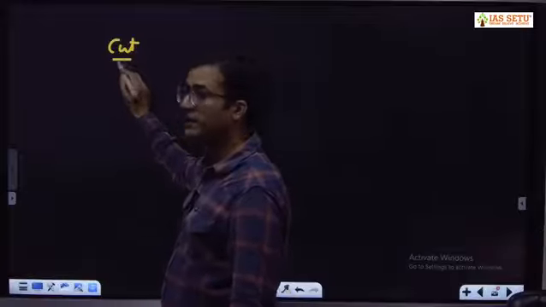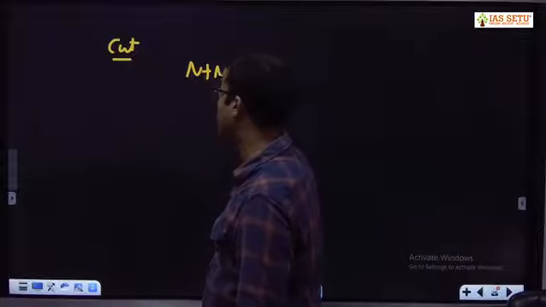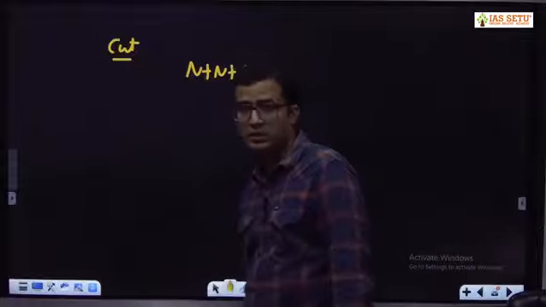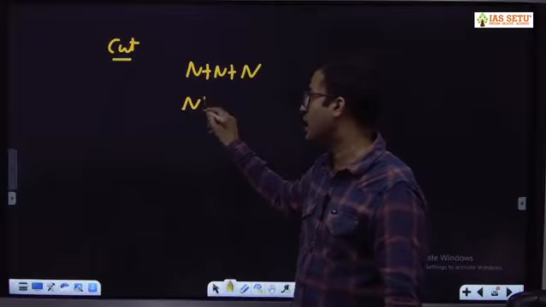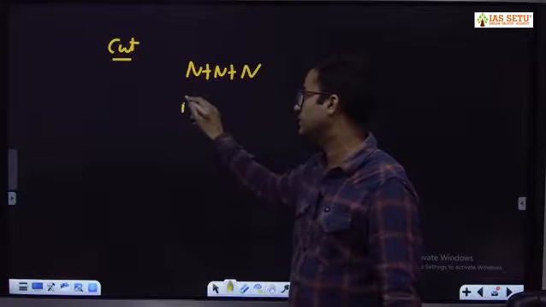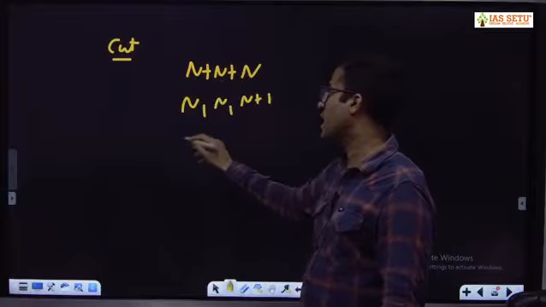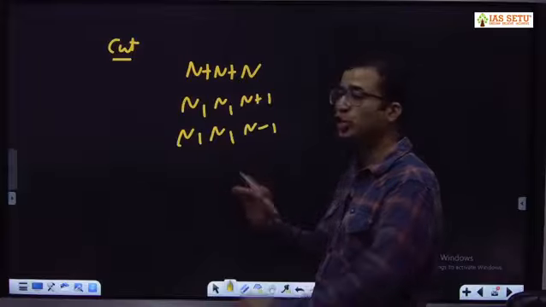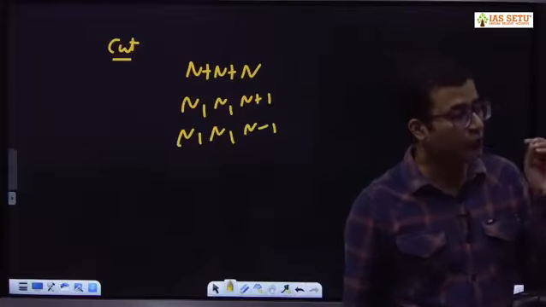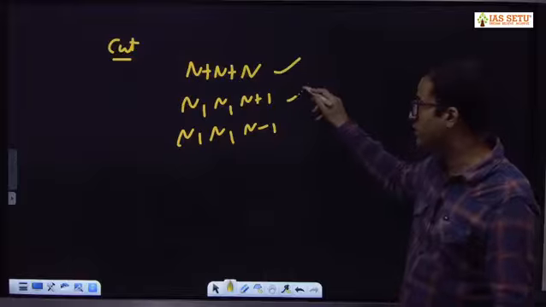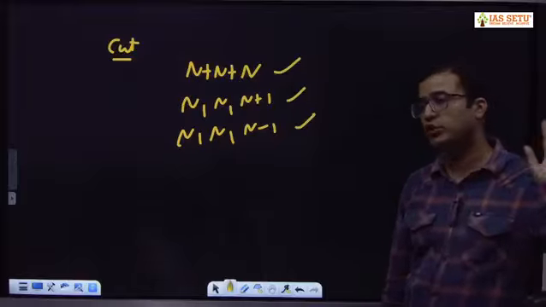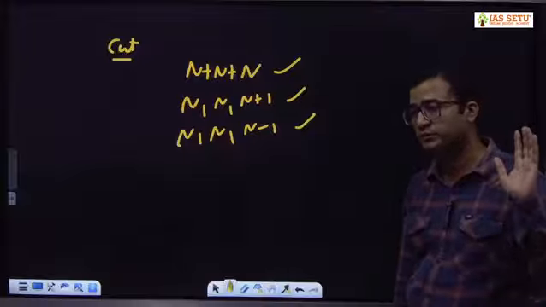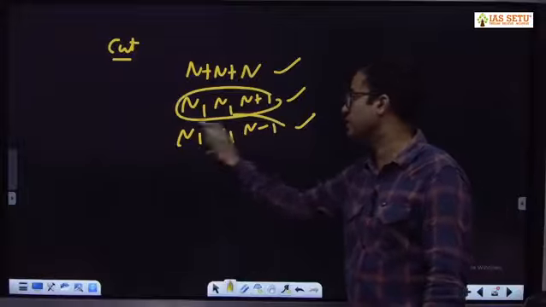So the idea is, if your number of cuts is a multiple of 3, it is n plus n plus n. If your number of cuts is not a multiple of 3, then there are two options: either n, n, n plus 1, or n, n, n minus 1. No other option. If your distribution is in this form, it is perfect. If you are using any other distribution, it is wrong. On its face, I will say it is wrong. It must be either in this form, or this, or this.